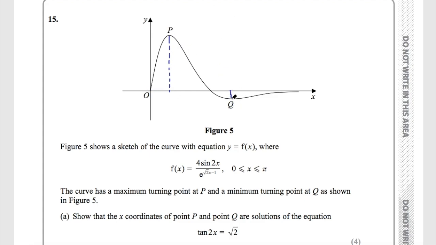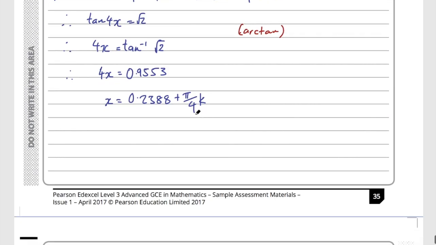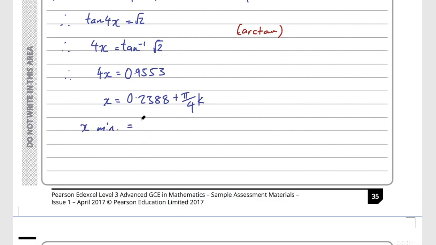So we want the second turning point of this function. So that's going to be the second value of x where there is a turning point. So that's going to be 0.2388 plus pi on 4 times 1. Remember, this is the first turning point, so we add pi on 4 to get the second one. So we can say the x minimum will equal 0.2388 plus pi on 4.